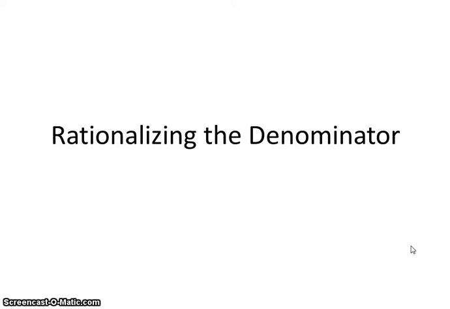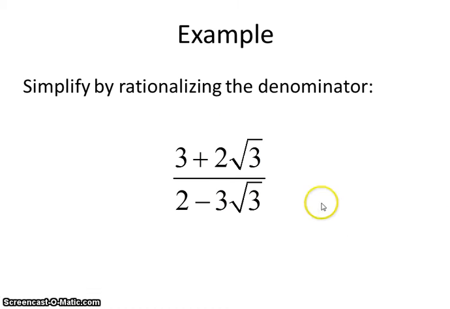Hi guys, today we're going to be doing an example of rationalizing the denominator, which is a way that we simplify rational expressions containing square roots or cube roots. So here's our example. We want to simplify (3 + 2√3) over (2 − 3√3). We consider this denominator to be irrational because the square root of 3 is an irrational number.